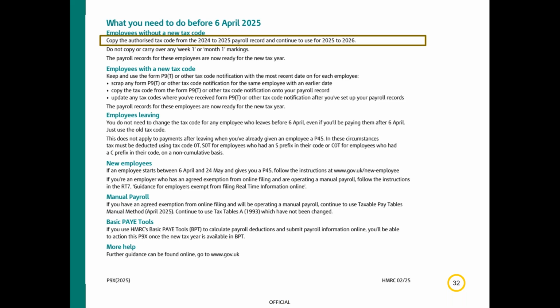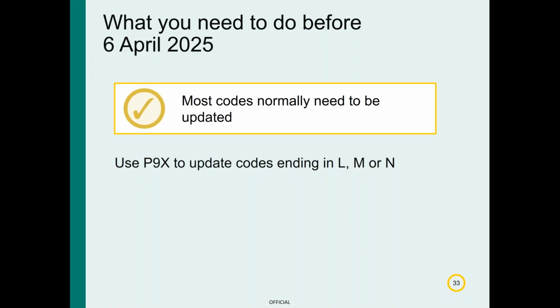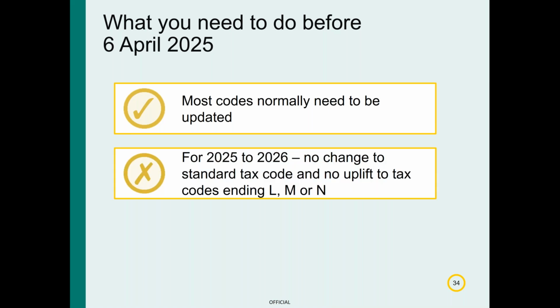You normally update any codes ending in L, M, or N by the amount shown on the P9X. However, for 2025 to 2026, there is no change to the standard tax code of 1257L and no requirement to uplift tax codes ending with L, M, or N. This is because the personal allowance has been frozen for 2025 to 2026.